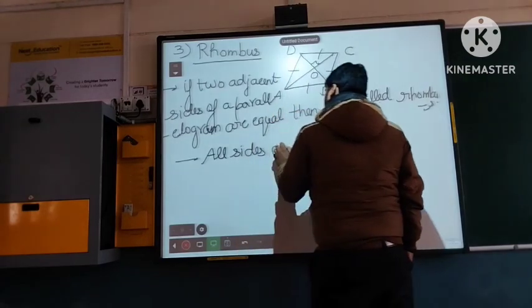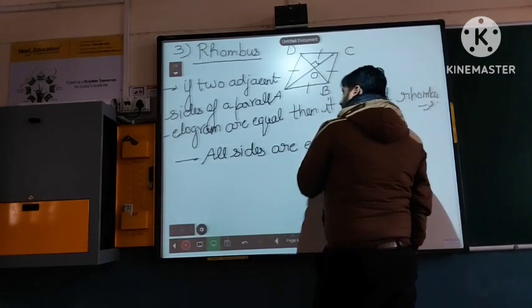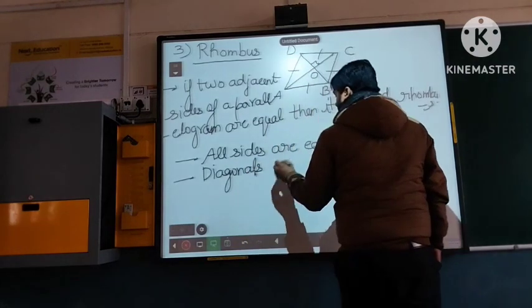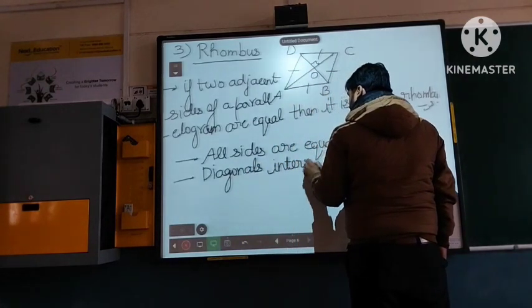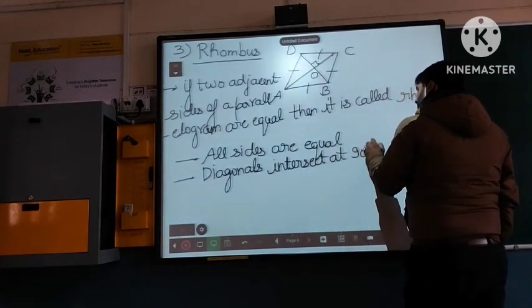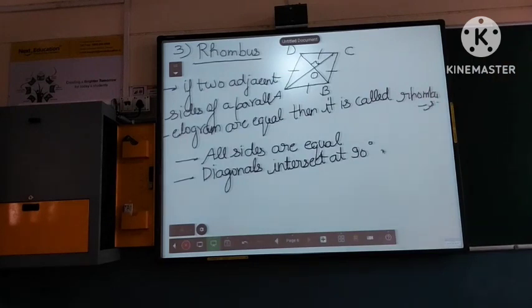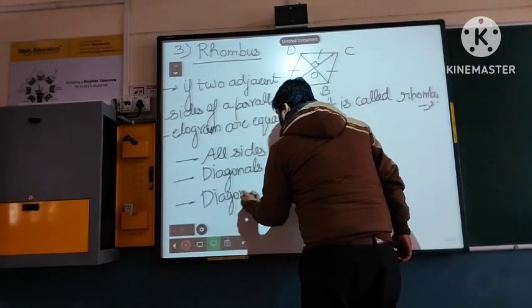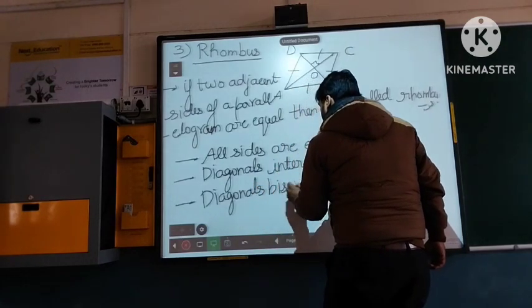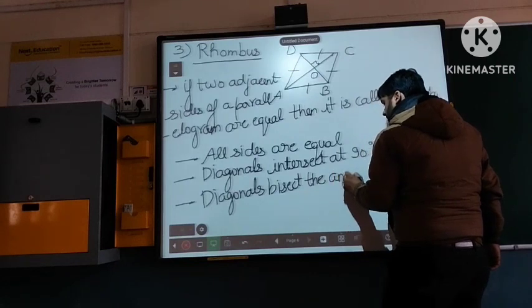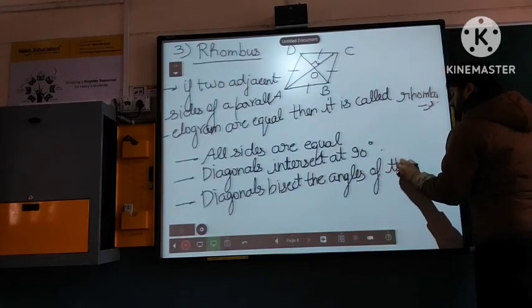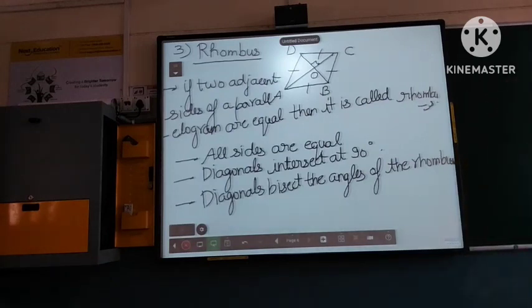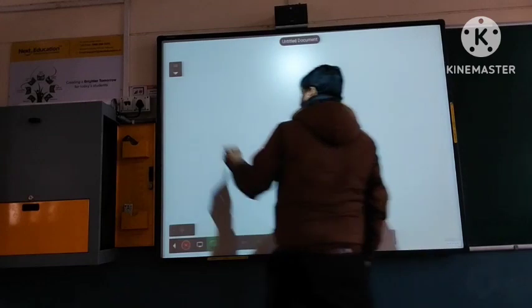So all sides are equal. This property is common to square and rhombus both. Diagonals intersect at 90 degrees. And diagonals bisect each other. This is also true. So see, so many properties of a parallelogram are there in this. But the extra properties are what? The diagonals intersect at 90 degrees and all the sides are equal. And also diagonals bisect the angles of the rhombus. The properties of a parallelogram are already there.